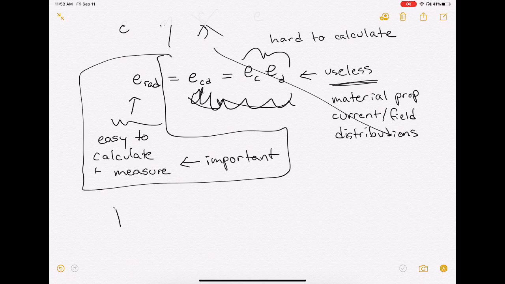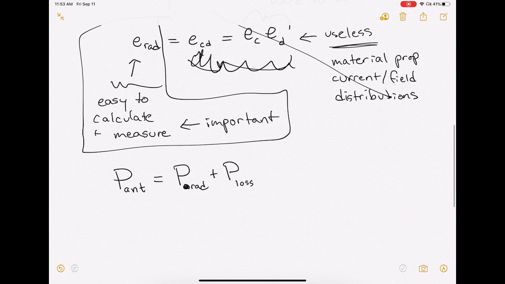Now the power that goes into and is actually accepted by the antenna can be broken down into two components, the amount that gets radiated and the part that is dissipated as loss in the antenna materials. So from a system point of view, this is all the power that went into the antenna.